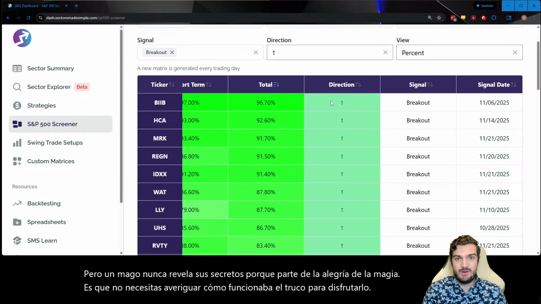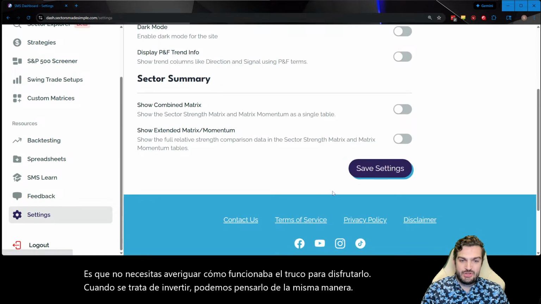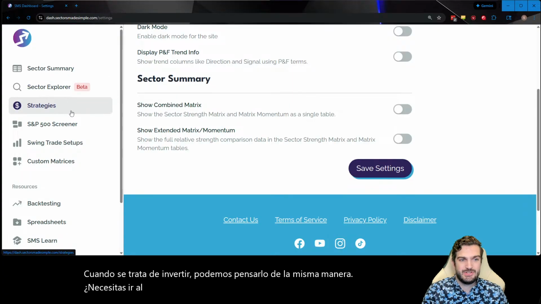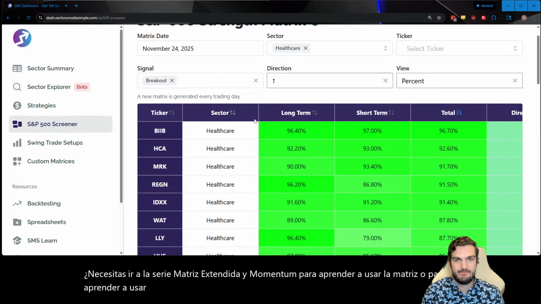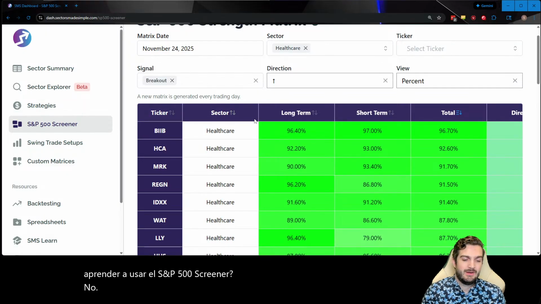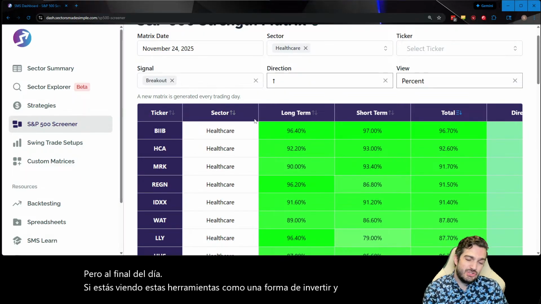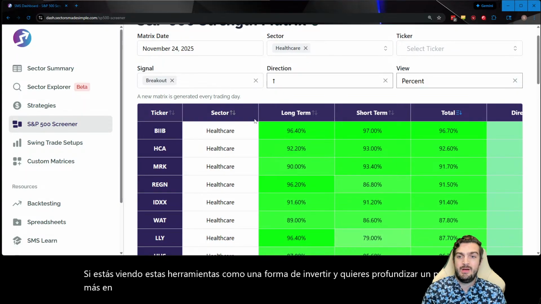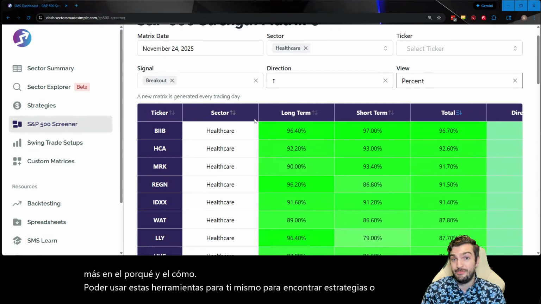When it comes to investing, we can think about it the same way. Do you need to hit the show extended matrix and momentum to learn how to use the matrix or to learn how to use the S&P 500 screener? No. But at the end of the day, if you are looking at these tools as a way of investing and you do want to go just a little bit more into understanding the why, the how, to be able to use these tools for yourself, to find strategies or create new strategies for yourself.